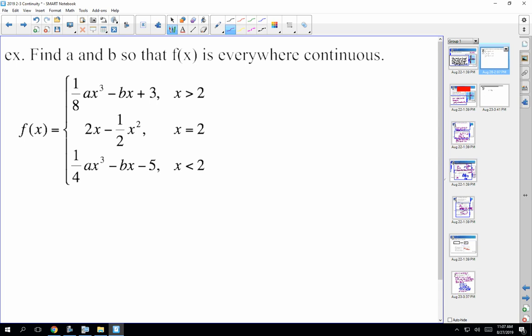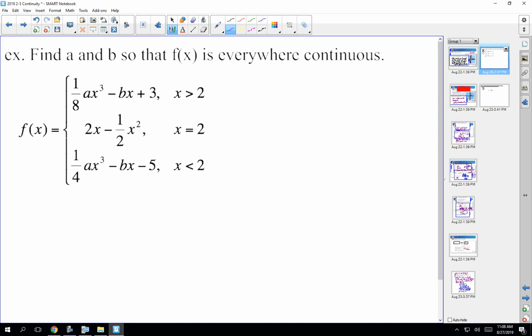It says find a and b so that f of x is everywhere continuous. This one's a little more complicated. Go ahead and write this down, please. It's going to take you longer to write it down than it will to set it up and solve it. It's really not that bad if you understand what it means to be continuous.